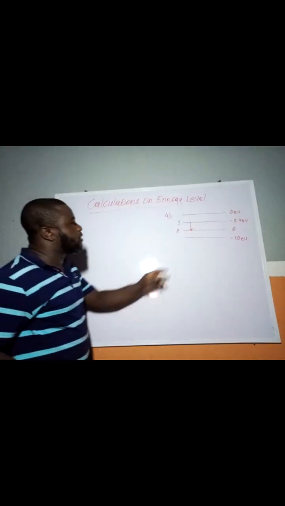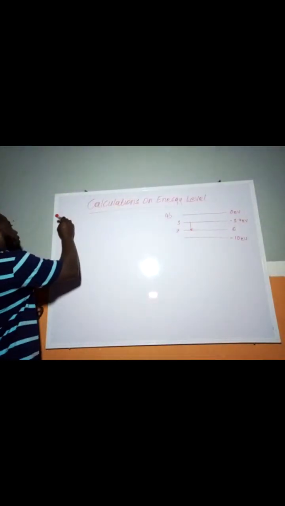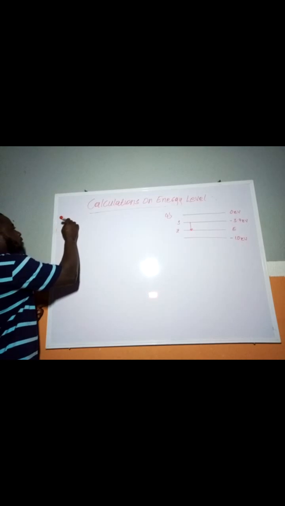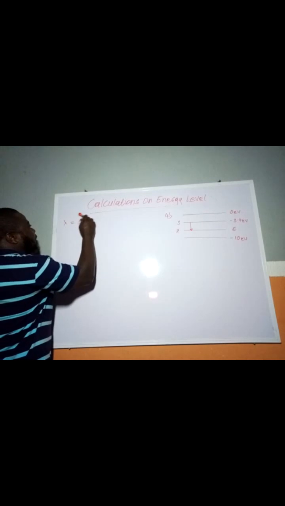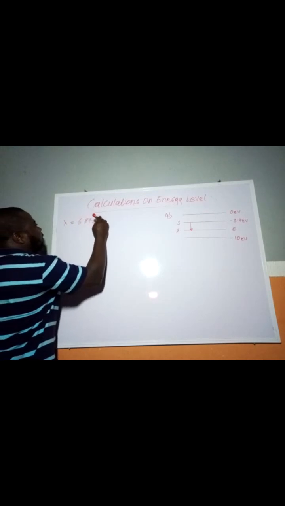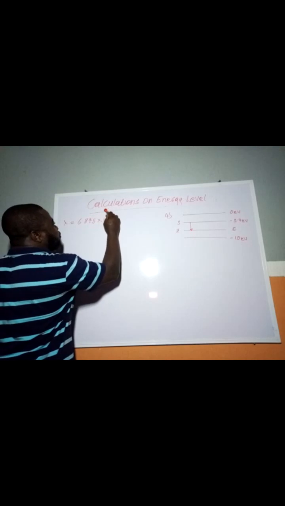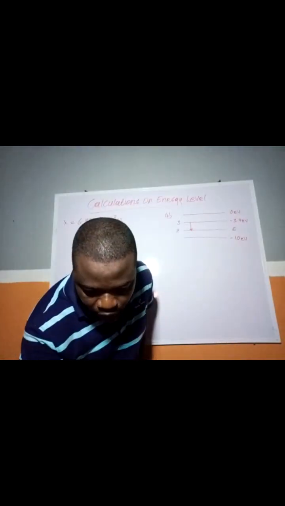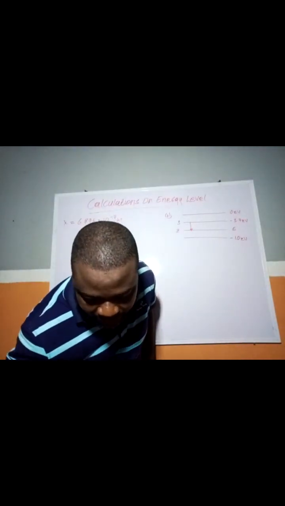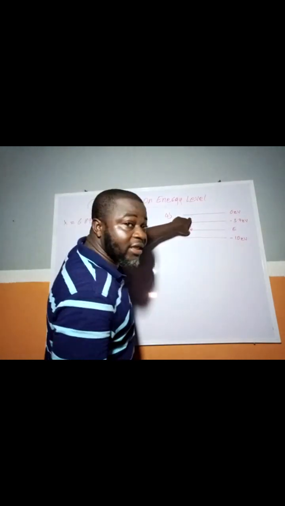Now, the question is telling us that in the diagram above, an electron falls from energy level 3 to level 2. It then emits a photon of wavelength. The wavelength is given in that question. The wavelength emitted is 6.875 times 10 raised to minus 7 meter. What other parameters are given? Then I should calculate the energy change in electron volts. I want to calculate the energy change here in electron volts.